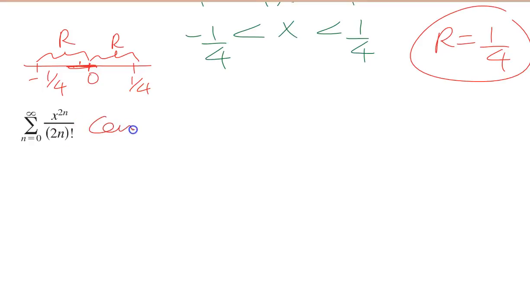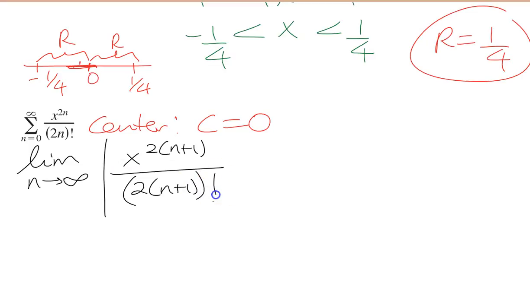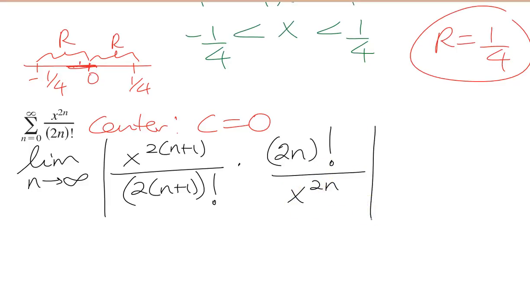Alright guys, what's the center for this? x minus c to the n, there's no c, so center is 0. You're asked to find the radius of convergence for this. I'm going to write the limit as n goes to infinity of a_(n+1). Replace n by n plus 1, and then flip and multiply: 2n factorial over x to the power 2n.